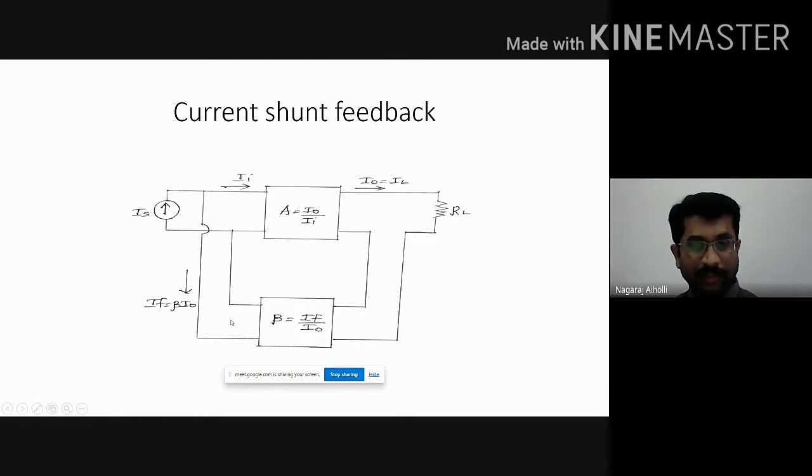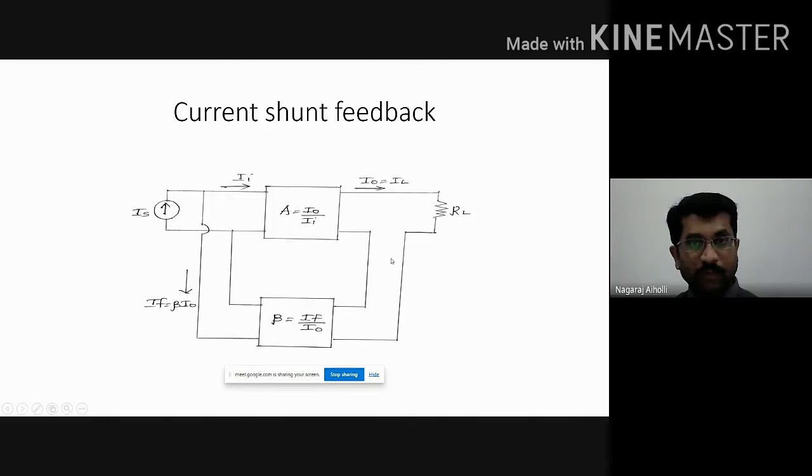Then beta is given by, the output is the current here, because the output is in parallel with the current source. That is If we are getting. This Is current is getting split into If and Ii. Now beta is given by If upon I naught. If is the output, input is I naught, beta is the feedback factor, that is If by I naught. This is current shunt.